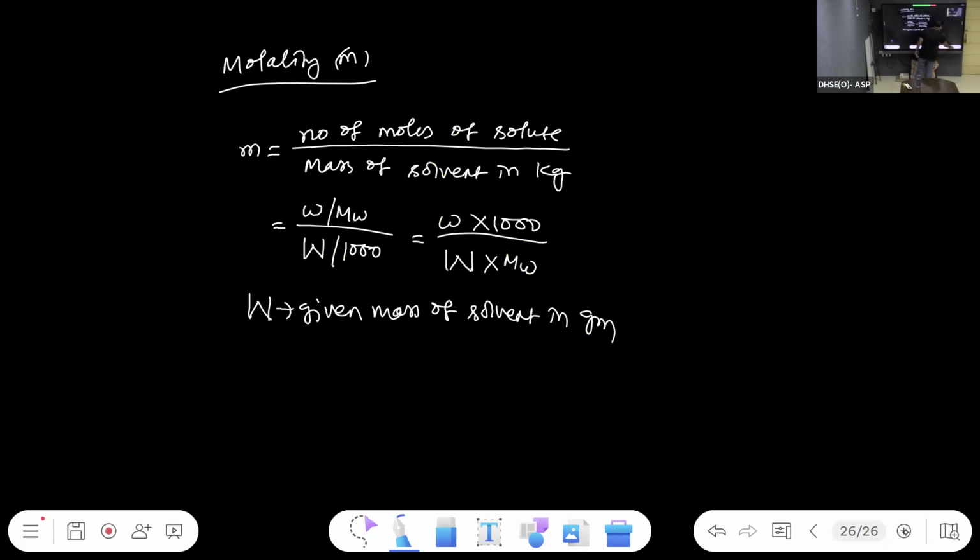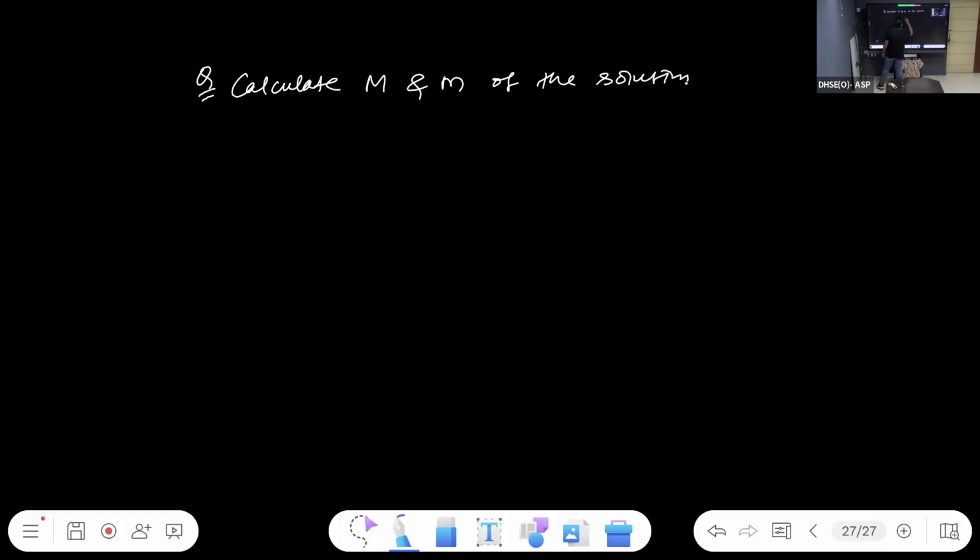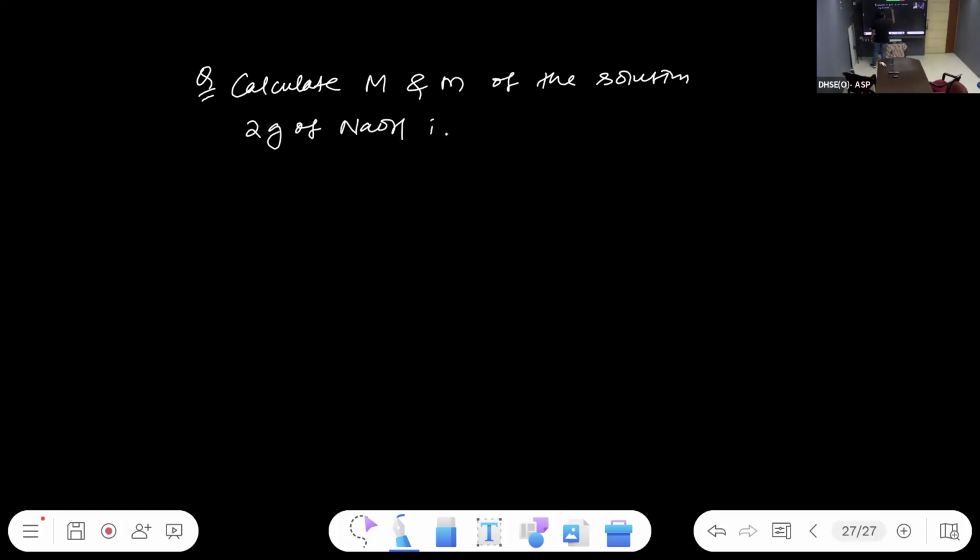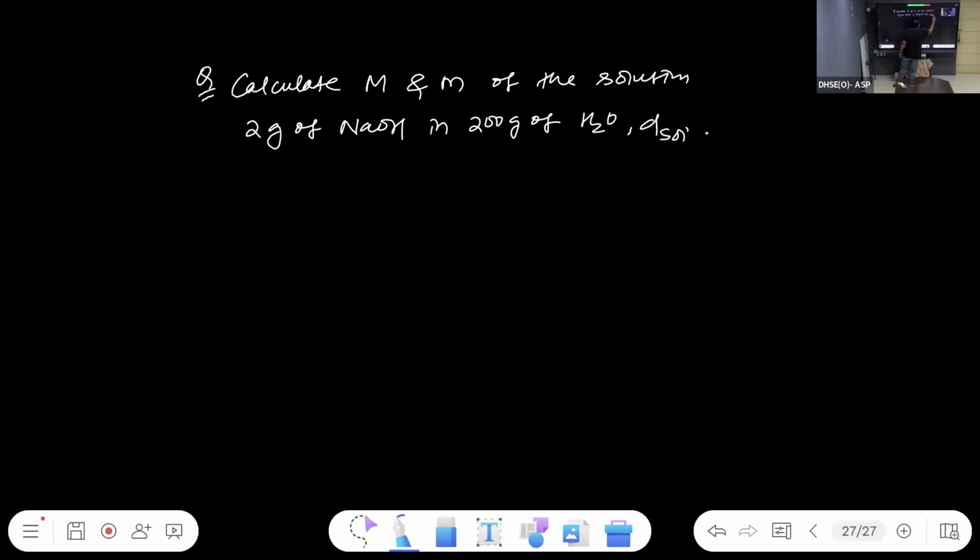So these are the concentration units. Now we will discuss some questions. Calculate the molarity and molality of the solution which is formed by dissolving 2 gram of NaOH in 200 gram of water, with the density of the solution being 1.05 gram per milliliter. This is the first question.